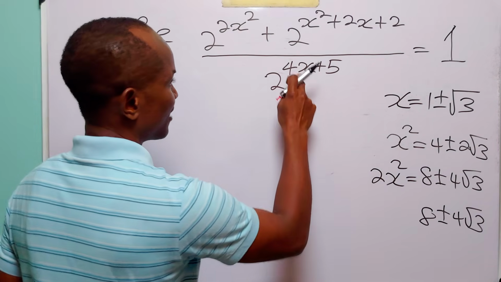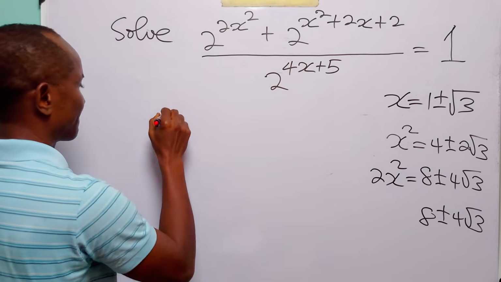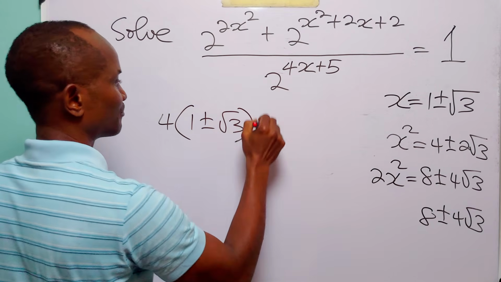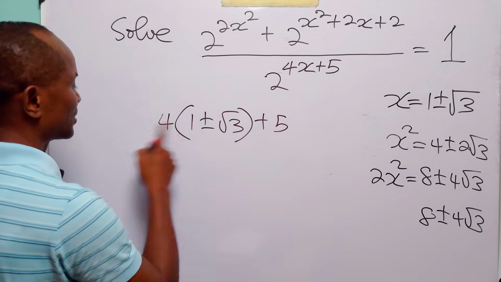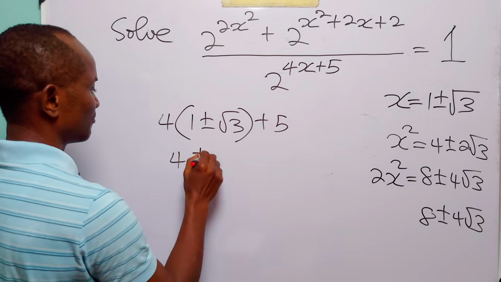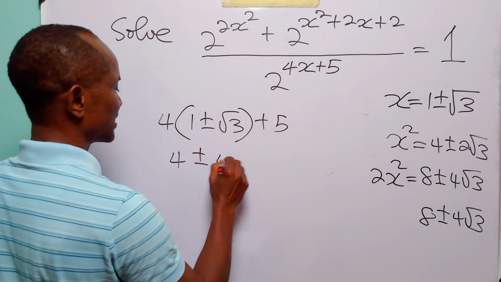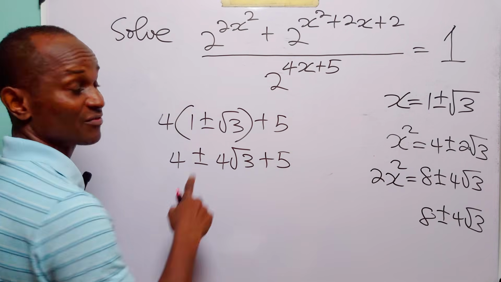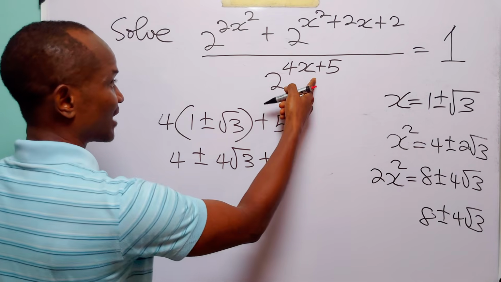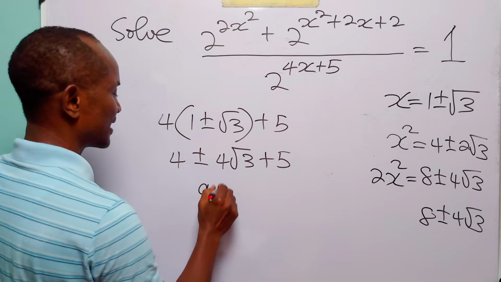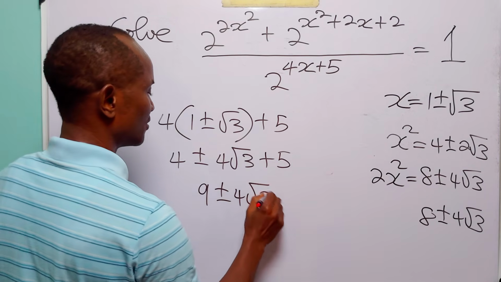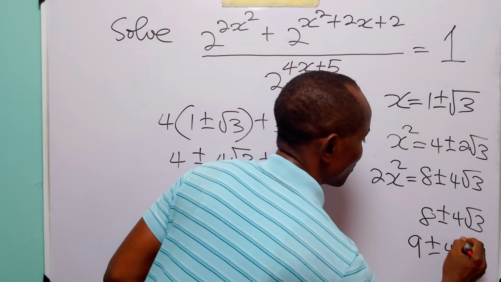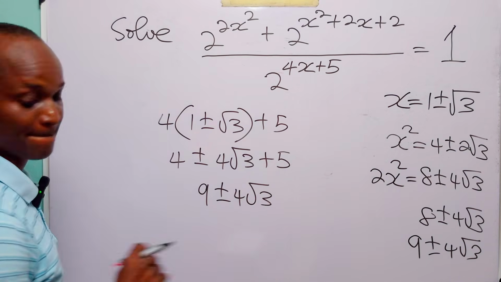And in this case, we have 4 times x plus 5. 4 times 1 is 4, plus or minus 4 times root 3 is 4 root 3, plus 5. 4 plus 5 is equal to 9. So we have that this is equal to 9 plus or minus 4 root 3.